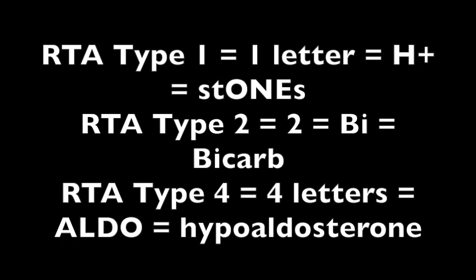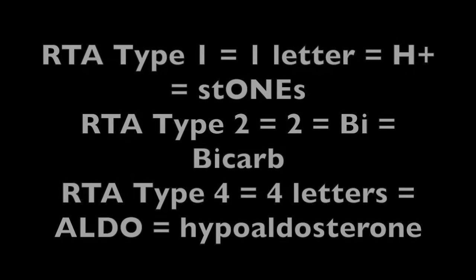And type 4 has number 4: 1, 2, 3, 4. That matches up with ALDO, which should remind you of aldosterone. That is hypoaldosteronism. So they will have hyperkalemia, hyponatremia, possibly low blood pressure, and this is the only one with hyperkalemia. Those are the 3 RTAs I want you to remember.